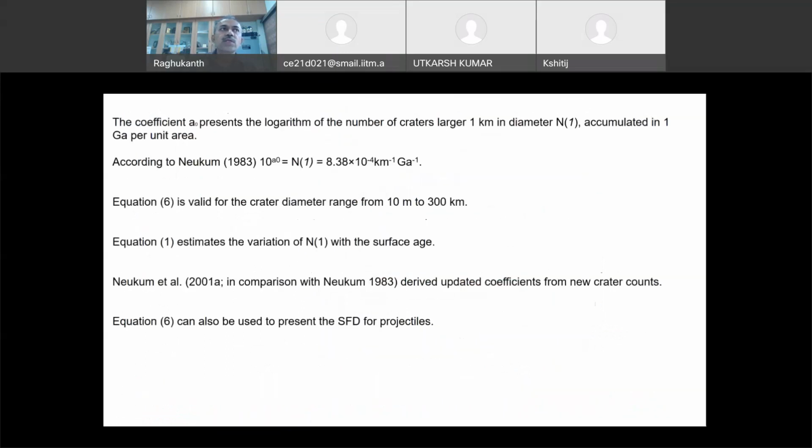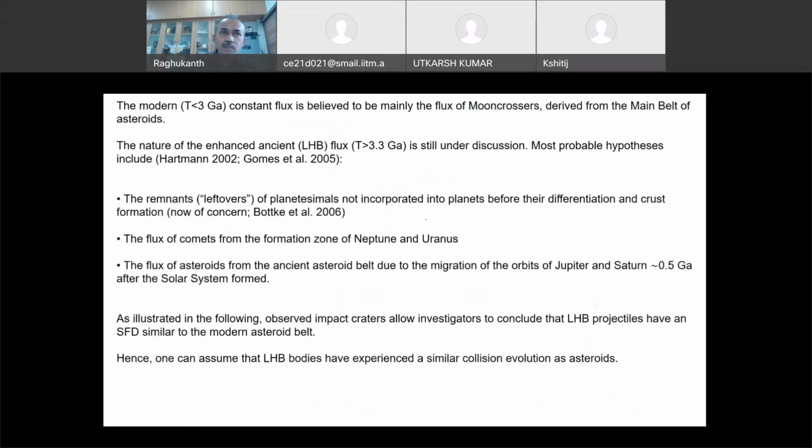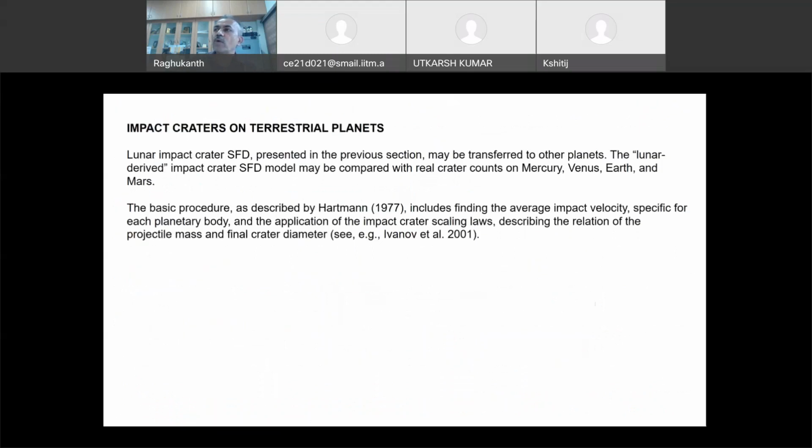So this is how the A naught, that's what we said. N(1) and the others we told in the last class itself. Anyway, this is how people have estimated for the moon itself, that is, the geological age of things.